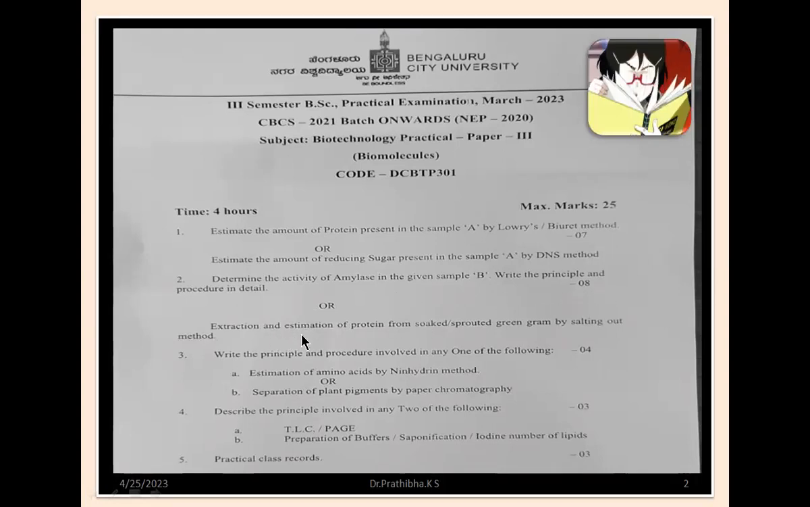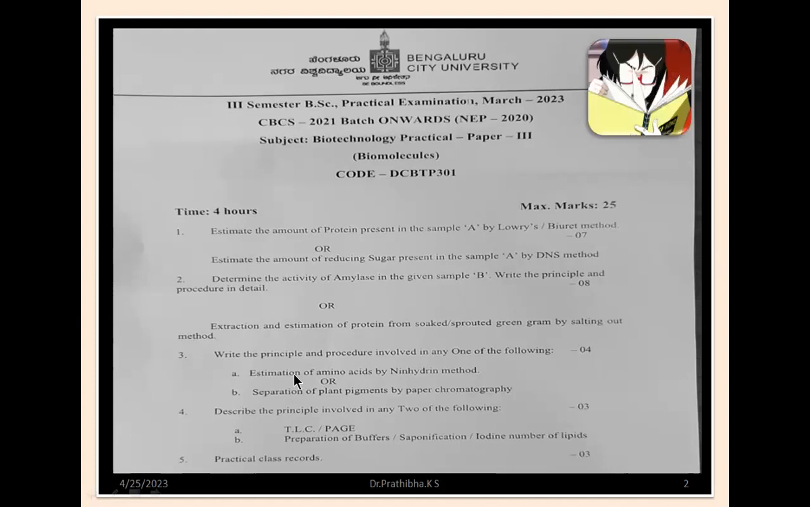Or, extraction and estimation of protein from soaked or sprouted green gram by salting out method. Okay, this carries 8 marks. Then question number 3, write the principle and procedure involved in any one of the following. Here, this question carries 4 marks.